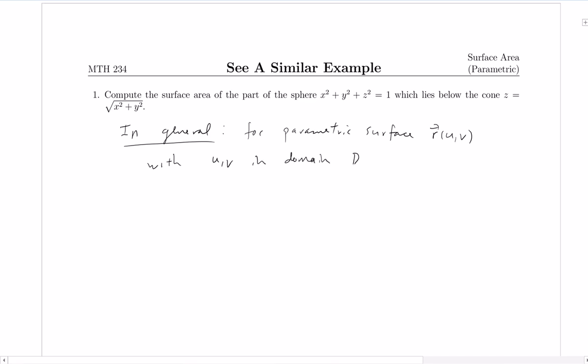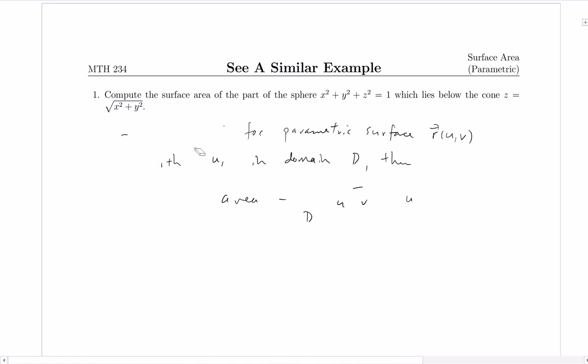a parameter domain D, so D is some region of the uv plane, then the surface area is the integral over D of the length of a certain vector. And that vector is the cross product of R_u and R_v, where R_u and R_v are the vectors of partial derivatives of the original parametric function in terms of the variables u and v. So this is what we'll use in this problem.